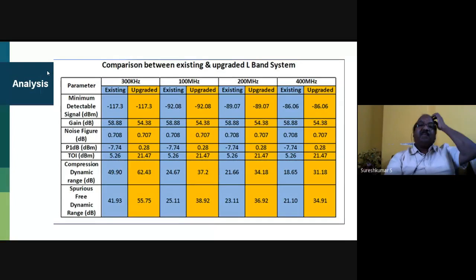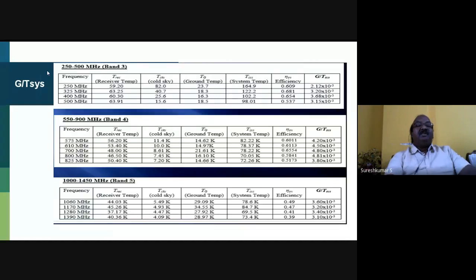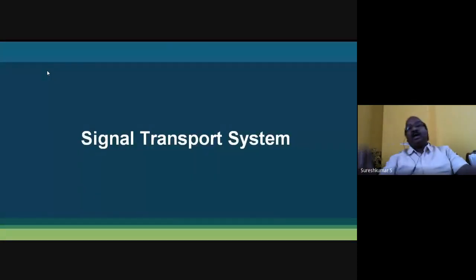So this is for those who are interested in the numbers: the spurious free dynamic range, compression range, and the minimum detectable signal, all those things. And G by T is the figure of merit of any telescope. G by T is gain by T, and T of every band is mentioned there. The receiver temperatures are shown at L band, 550-900 and 250-500, which is achieved at GMRT. Okay, so with that, we finish the RF system.